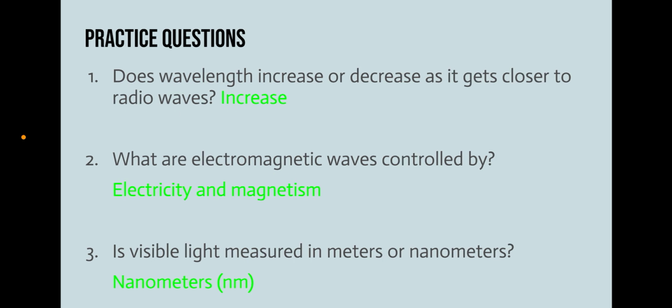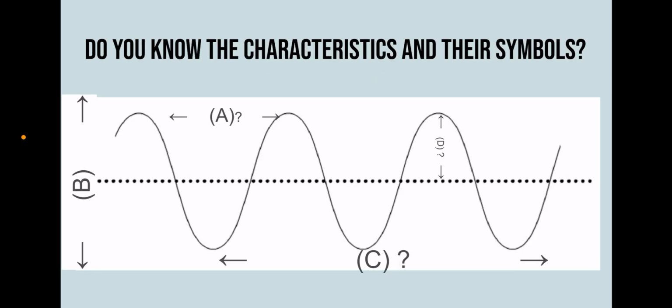So here are the answers. Wavelength increases as it gets closer to radio waves. Electromagnetic waves are controlled by electricity and magnetism. And then visible light is going to be measured in nanometers.